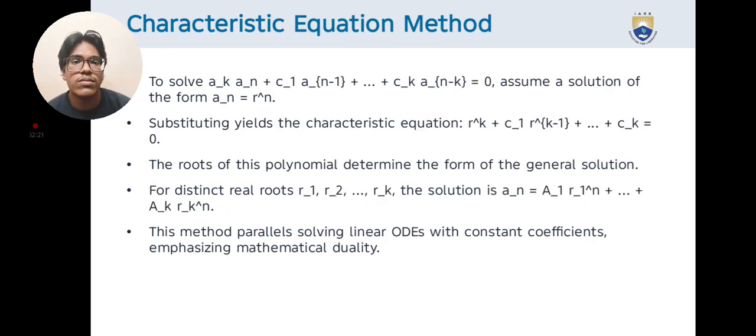Characteristic equation method. To solve, assume a solution form; substituting yields the characteristic equation. The roots of this polynomial determine the form of the general solution. For distinct real roots, the solution is as follows. This method parallels solving linear ODEs with constant coefficients, emphasizing mathematical duality.